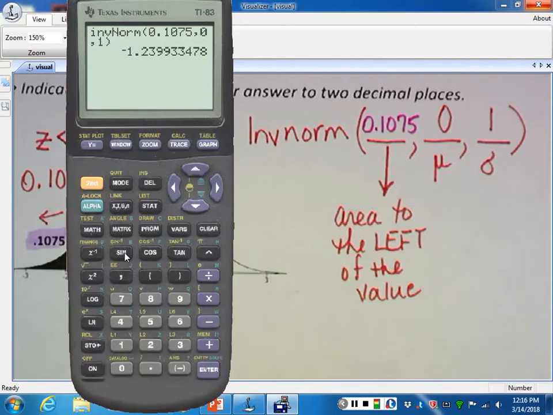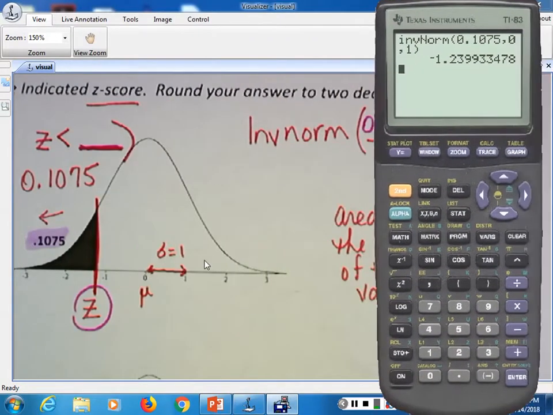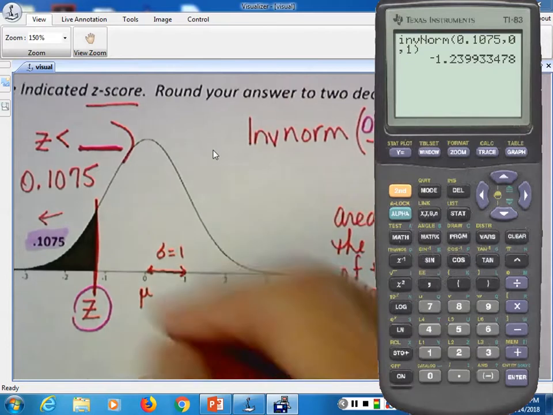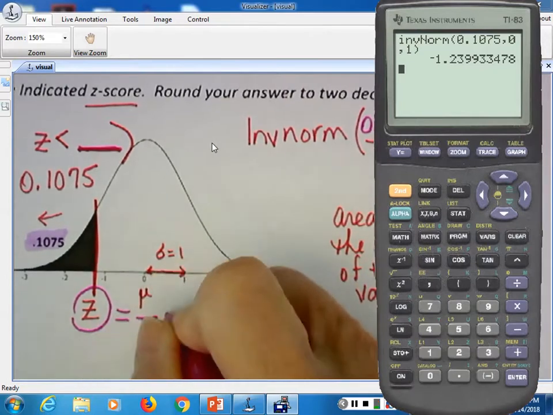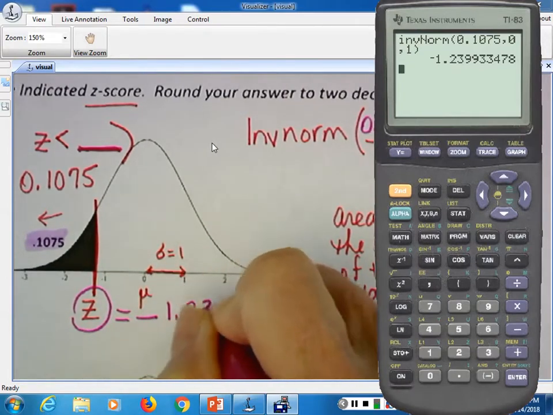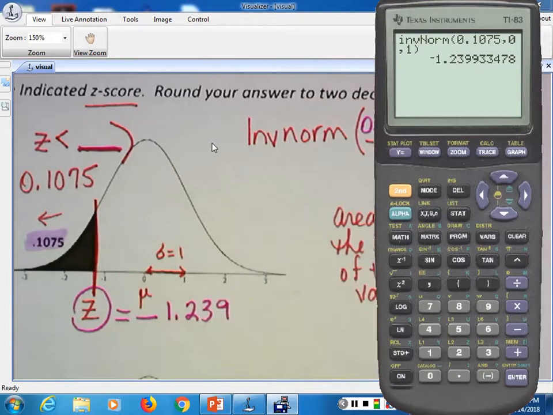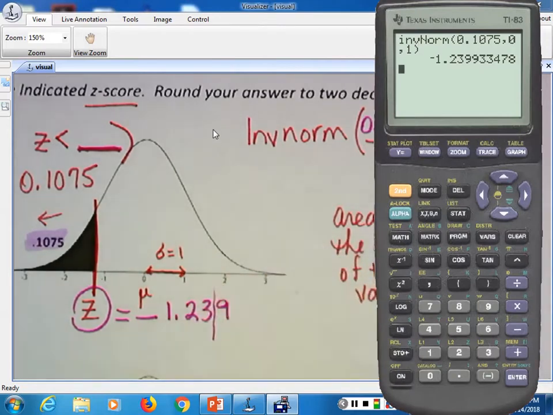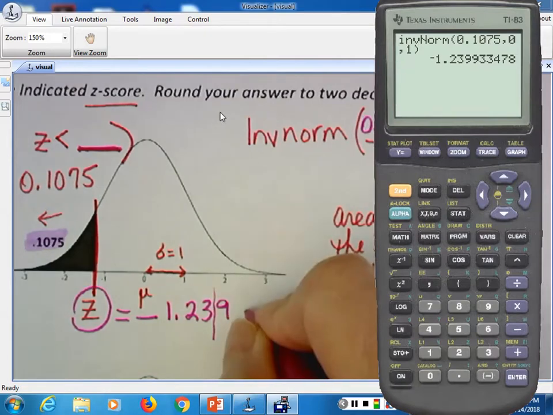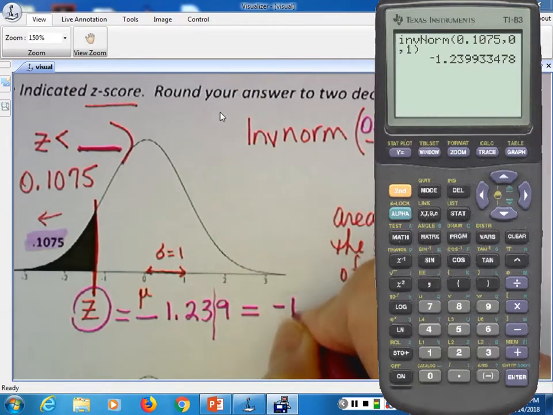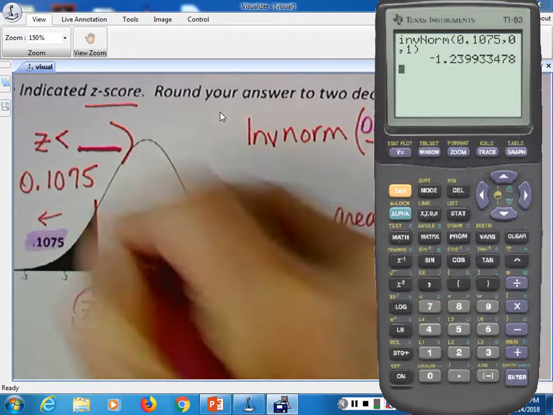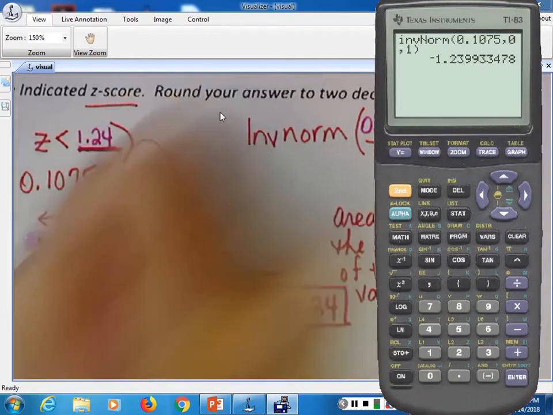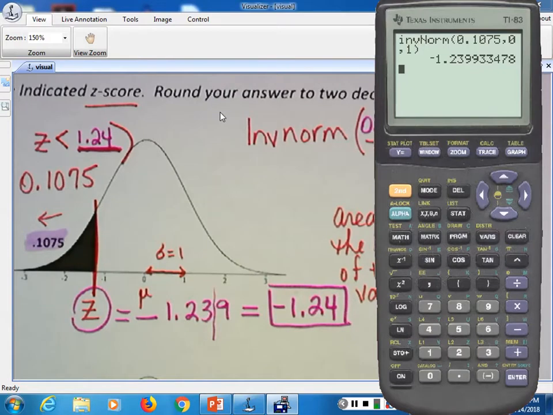And it says that that number is negative 1.239, and we always round z-scores off to 2 decimal places. So once I record to the 3rd decimal place, I look at that and say, so that z value is negative 1.24. Okay?